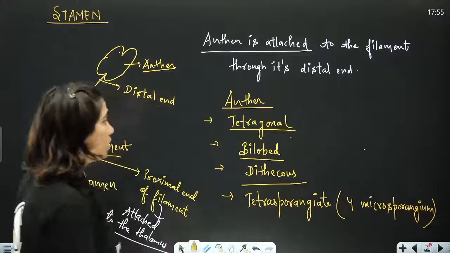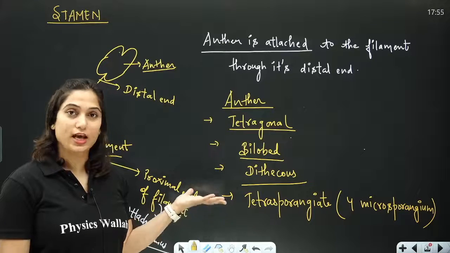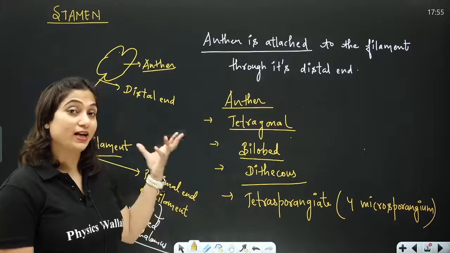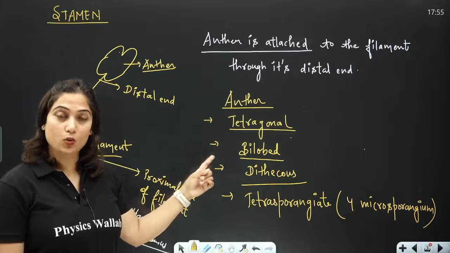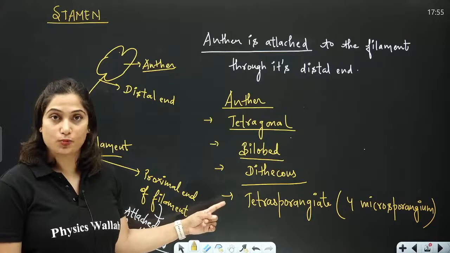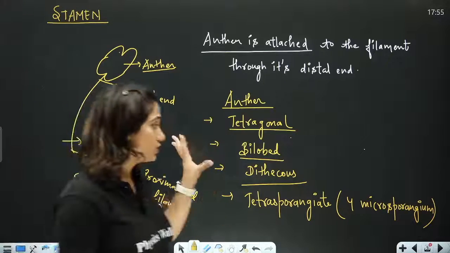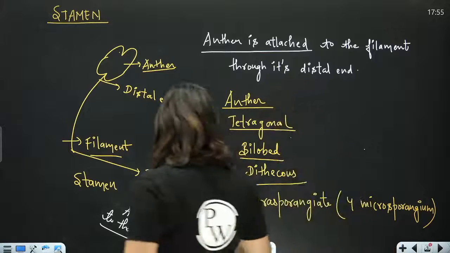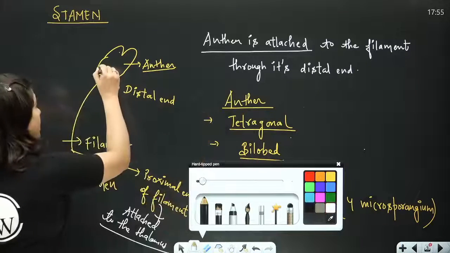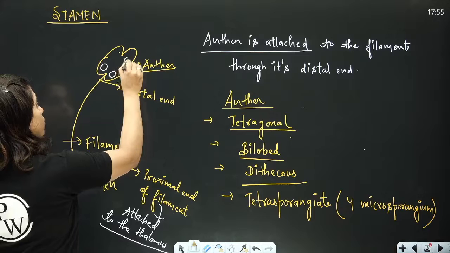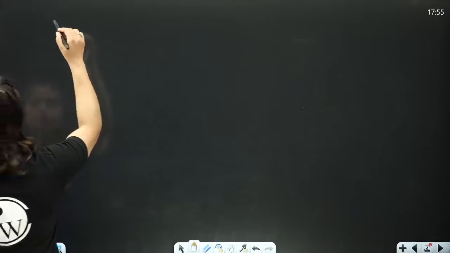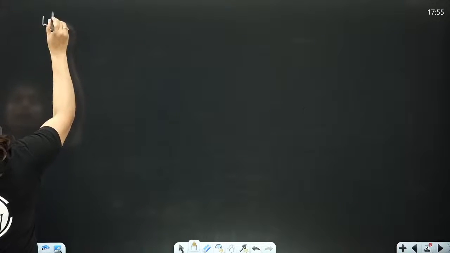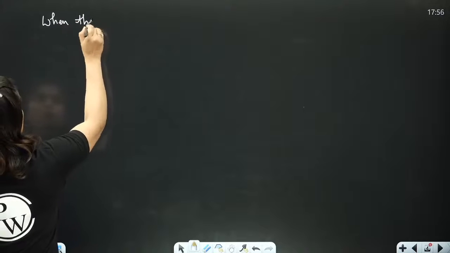So if anyone asks you what is the nature of anther, you will say that in angiosperms, the nature of anther is tetragonal, bilobed, dithecous and tetrasporangiate. Clear? So this is important. And it has a total of four microsporangium in it.